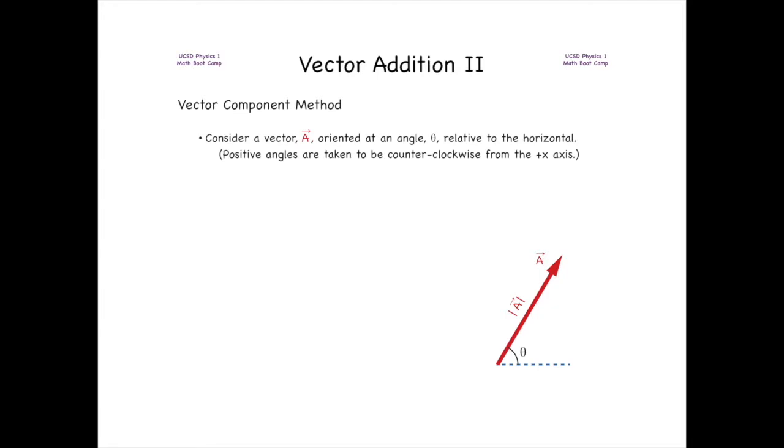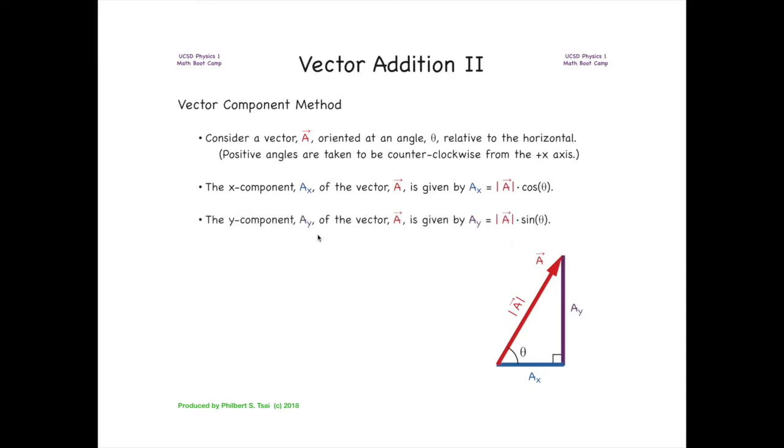To utilize the vector component method of vector addition, we first need to break down the individual vectors into their components. So consider a vector A oriented at some angle theta relative to the horizontal. Remember, positive angles are taken to be counterclockwise from the positive x-axis. The x component of the vector A is given by the cosine formula. Ax is equal to the magnitude of A times cosine of theta. The y component, Ay, of the vector A is given by the sine formula. Ay is equal to the magnitude of A times the sine of the angle.